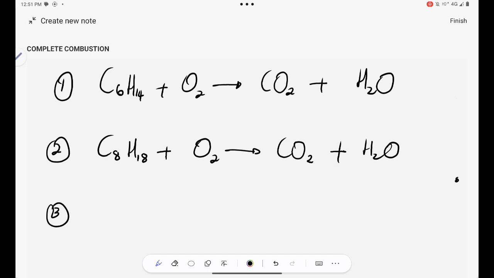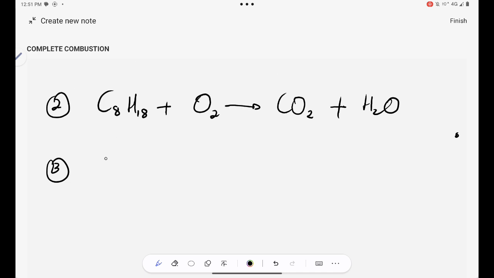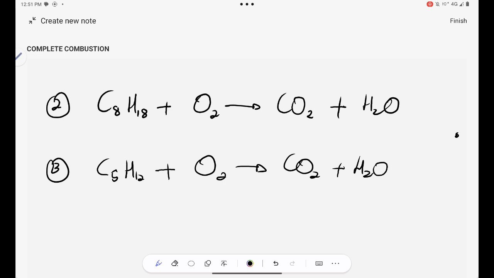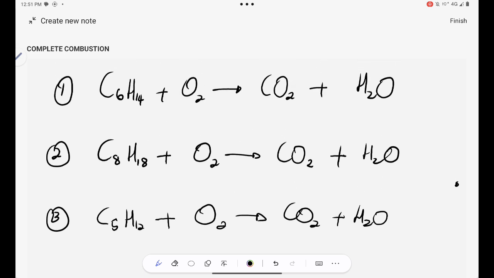The third one, let it be easy. Let's take pentane. Pentane, it's C5H12 plus oxygen, carbon dioxide plus water. Please balance these three, guys, yeah? And do write your answer in the comment section.